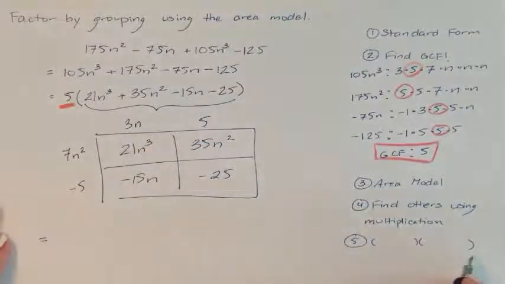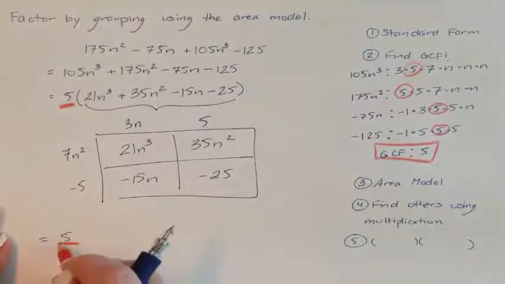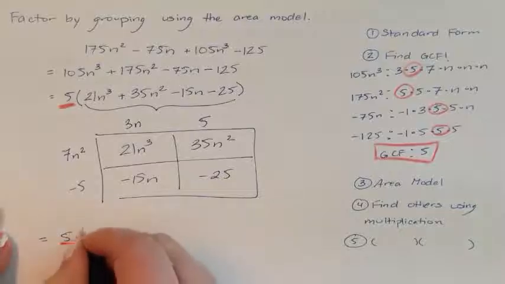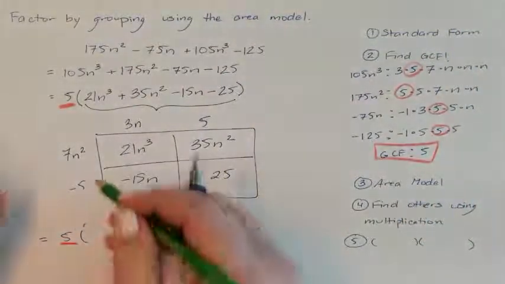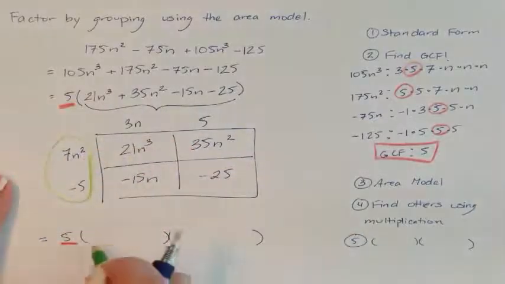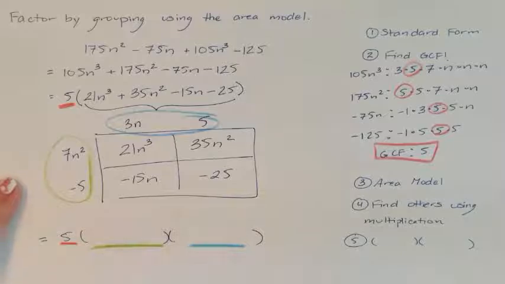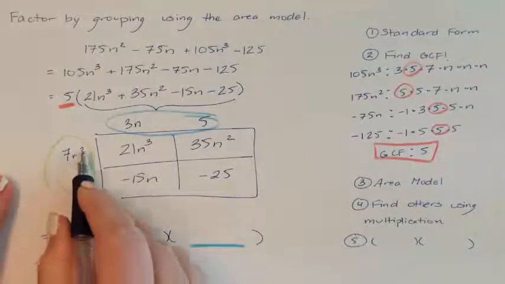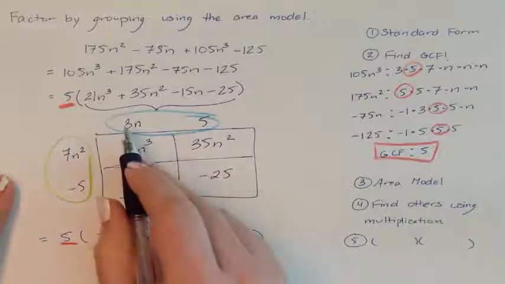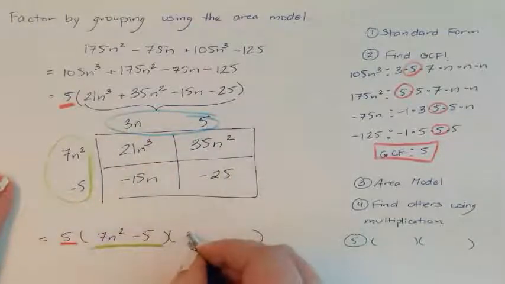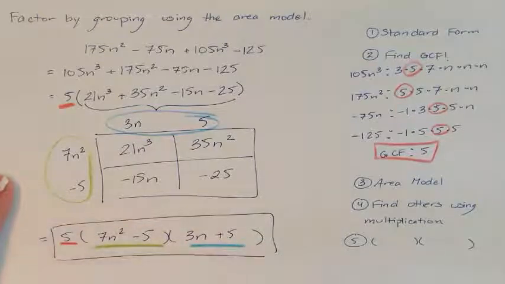So now step 5 is to write out your final answer. You cannot forget about the GCF. The GCF needs to be here. And then you are going to have 2 parentheses, and your 2 parentheses are represented by the sides. So this side is this parenthesis, and this side is this parenthesis. So this is a 7n squared minus 5. So 7n squared minus 5. This is a 3n and a positive 5. So 3n plus 5. And this is your final answer.